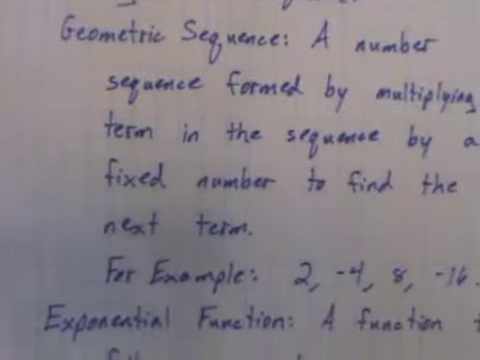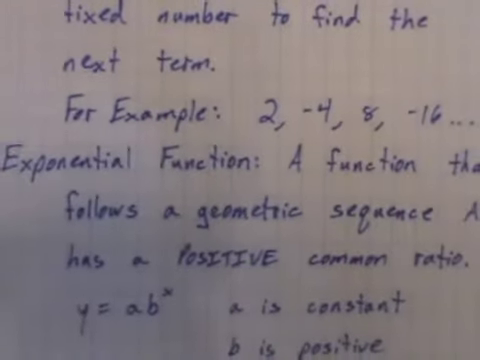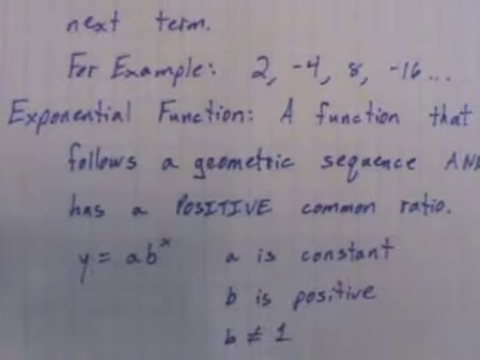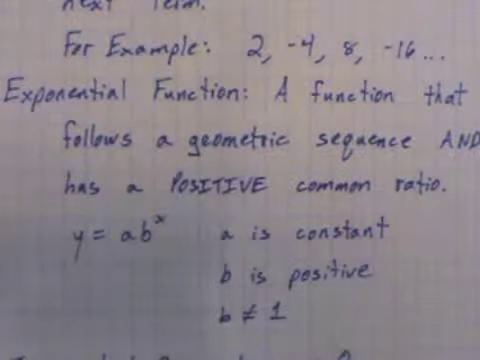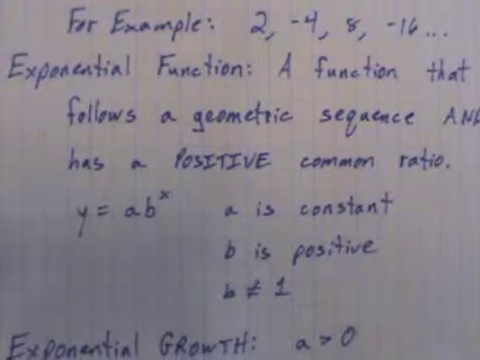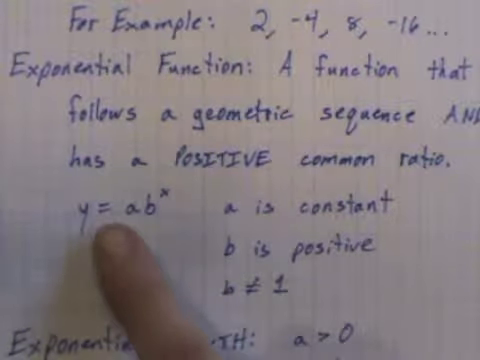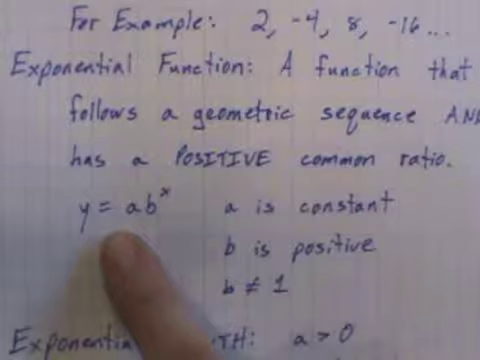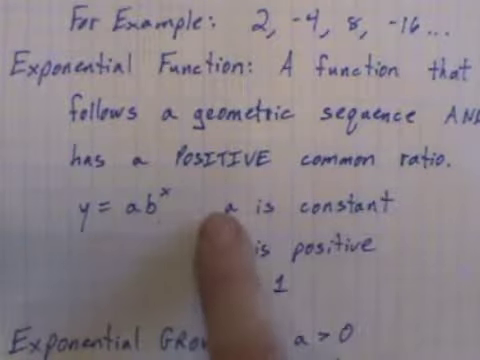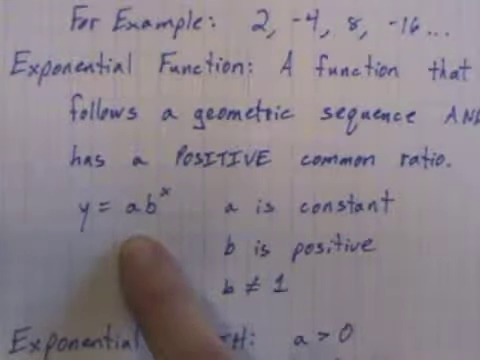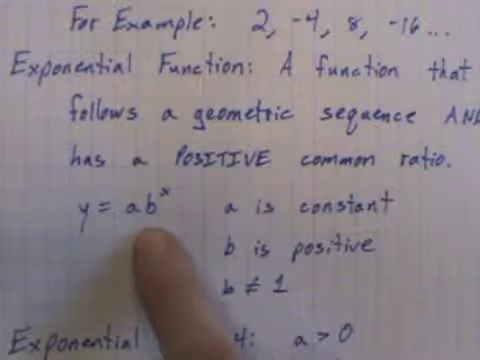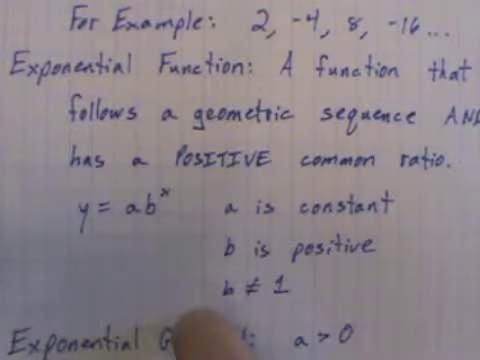The last vocabulary term I have for you is exponential function. That is a function that follows a geometric sequence and has a positive common ratio. So, here's the form that our exponential functions will use, and in this form a is a constant, so for example it will be y equals 3b^x. B is positive every time, and b is not equal to 1.